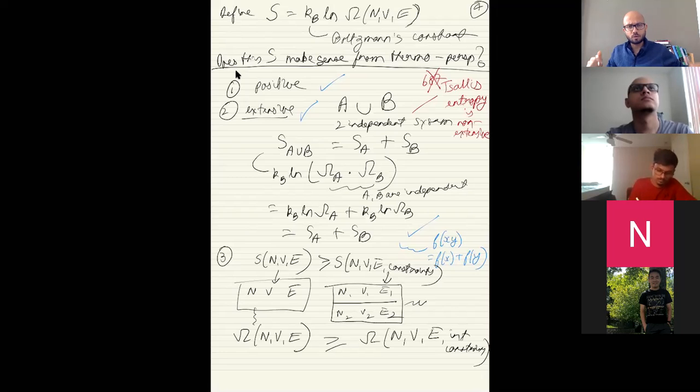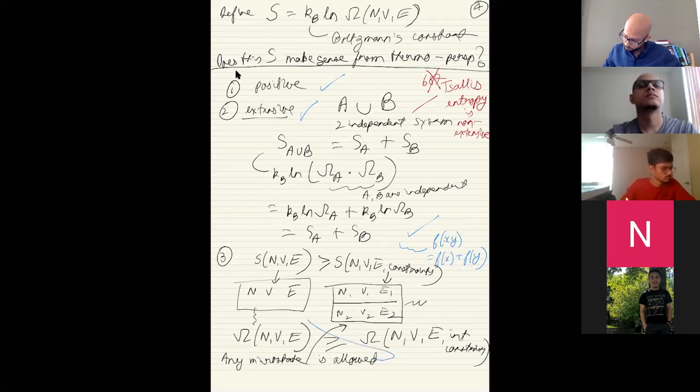It's also a sort of subtle argument. Why? Because any microstate here is allowed here, but not vice versa. So you can clearly see that the number of microstates is going to be maximized if you did not have any constraints.